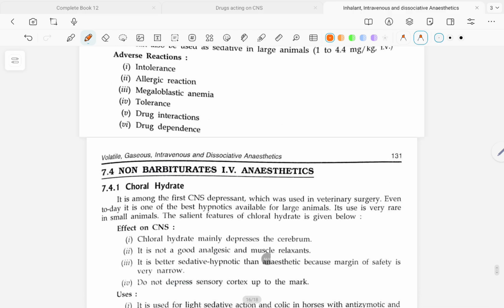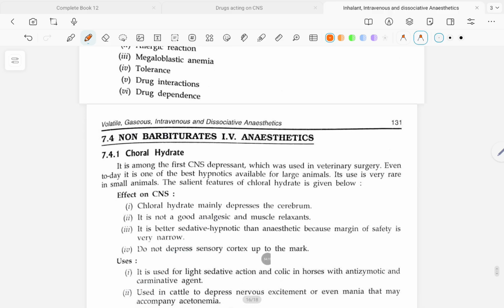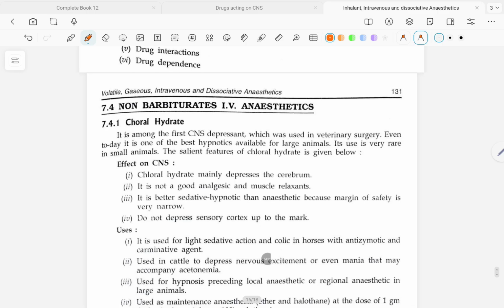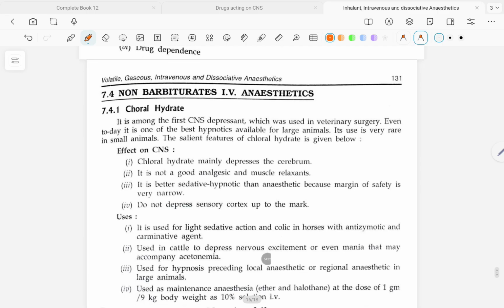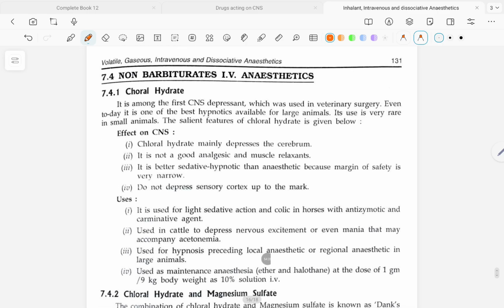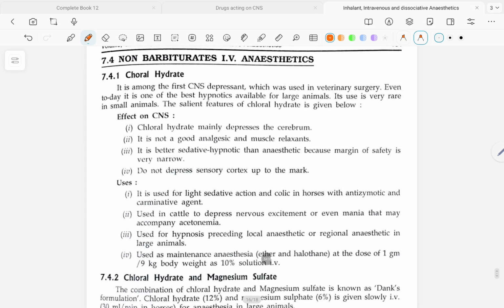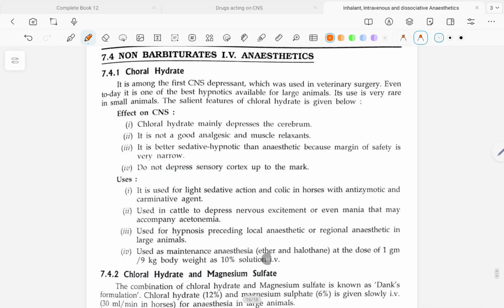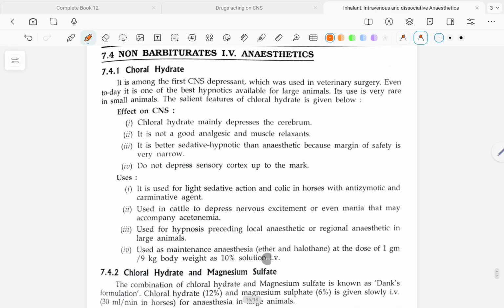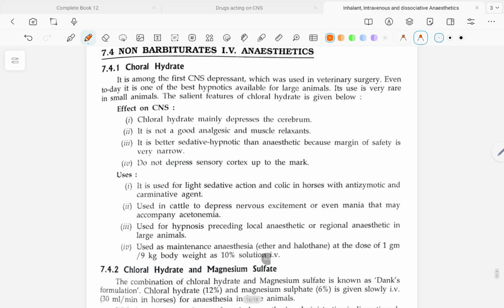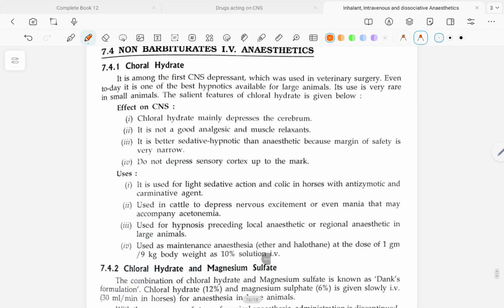Non-barbiturate IV anesthetics. Chloral hydrate. It is among the first CNS depressants which was used in veterinary surgery. Even today, it is one of the best hypnotics available for large animals. Its use is very rare in small animals. The salient features of chloral hydrate are given below.